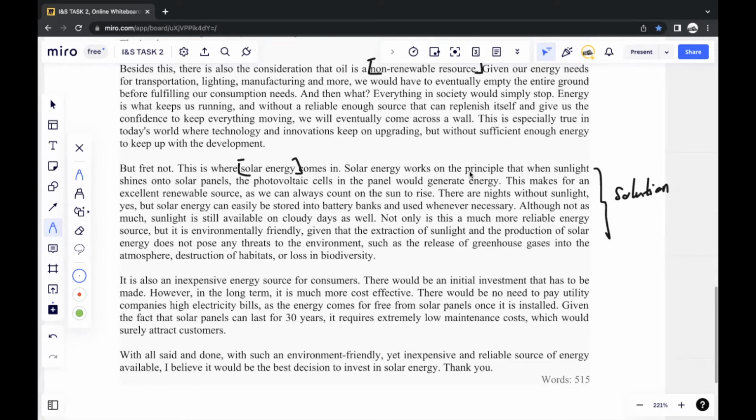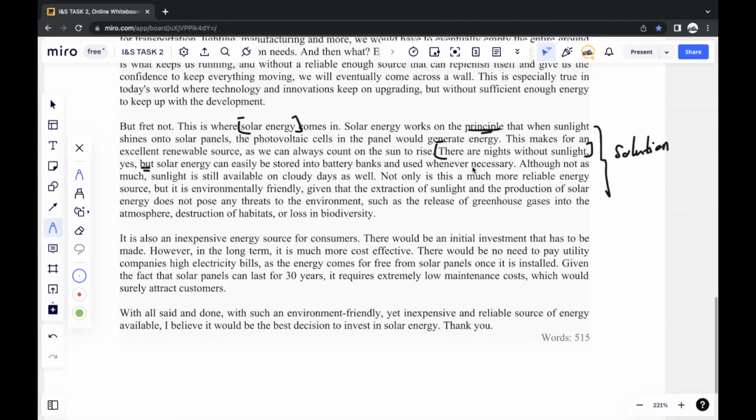I first explain the principle of solar energy, how it works from a scientific point of view. And after that, I explain the benefits of solar energy, which includes how environmentally friendly it is. It can be used anytime, it can be stored. And you can see that I also give solutions to some disadvantages. For instance, there are nights without sunlight, but solar energy can be easily stored into battery banks. So I give a solution to a problem that the person listening to you would possibly think of.